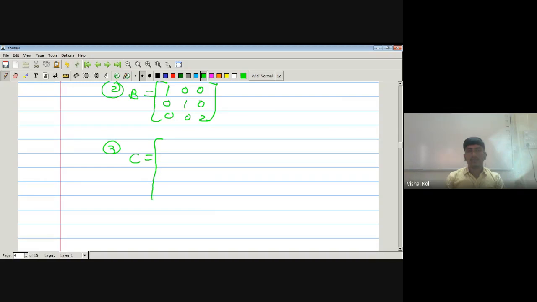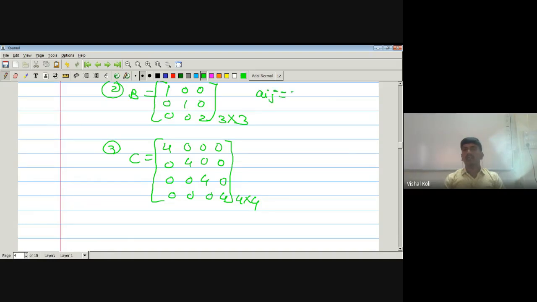and the third example is C, with rows 4 0 0 0, 0 4 0 0, 0 0 4 0, and 0 0 0 4. This is a matrix of order 4 by 4, and B is 3 by 3. Now here all the non-diagonal entries are 0, that is, aij is equal to 0 for all i not equal to j, but a33 is equal to 2, which is not equal to a11. Since all the diagonal elements are not the same, this matrix is not a scalar matrix.